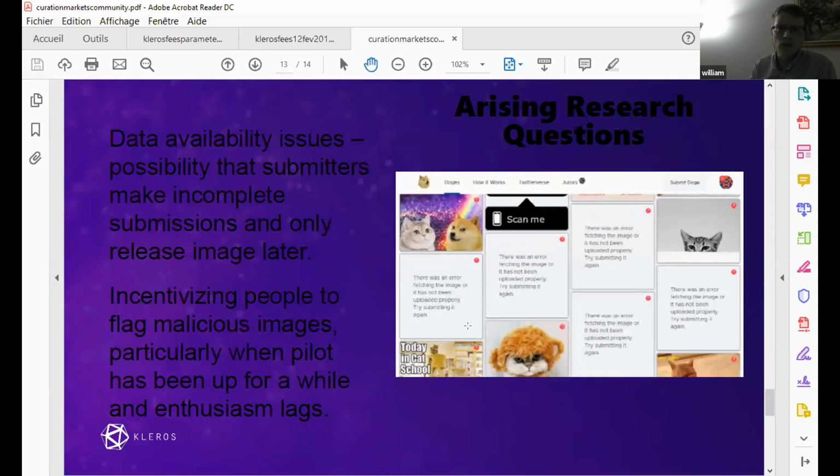Also, there were questions around how to appropriately incentivize people to flag the malicious images. Particularly, people were good about flagging malicious images at the beginning, but then as the pilot dragged on, people were less enthusiastic, and the flagging of malicious images became a problem.